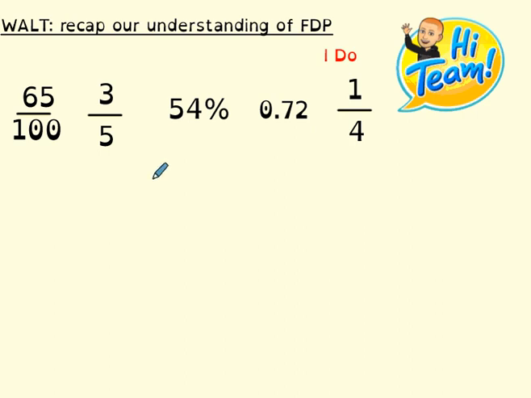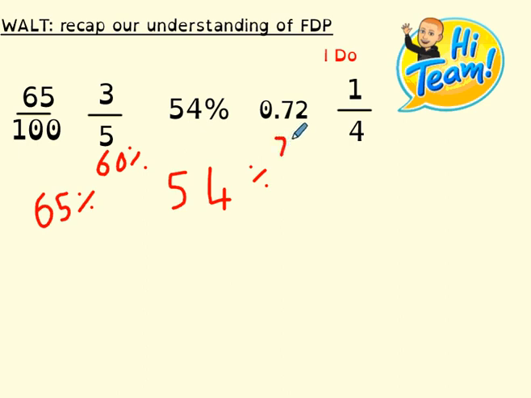So 54% is easy to convert, because there's nothing to do, because it's already a percentage. 65 over 100. I know that 65 over 100 is 65% as a percentage. 3/5 as a percentage. Well, I know that 1/5 is 20%, 2/5 is 40%, 3/5 is 60% then. 0.72 is 72%, and 1/4 as a percentage is 25%.